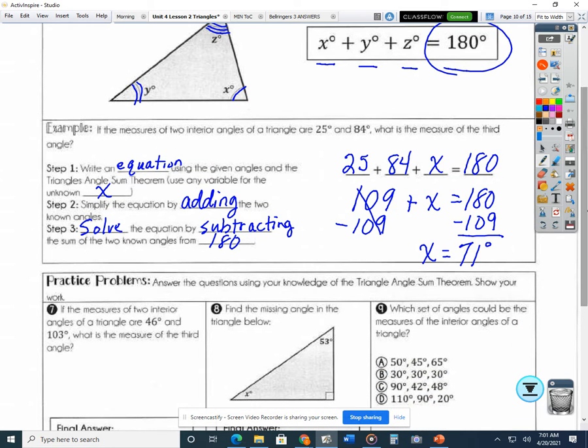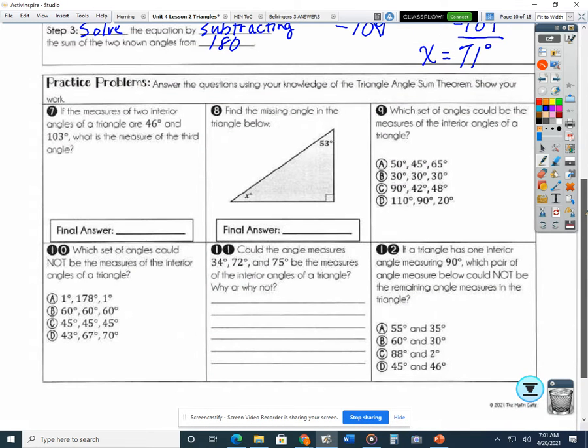All right, let's look at our practice problems. Number one, we're going to answer these and make sure that we show our work each time. If the measures of two interior angles of a triangle are 46 and 103 degrees, what is the measure of the third angle? Well, our theorem tells us that the sum of all three angles will equal 180. So I'm going to fill in what I do know, the two angles, 46 and 103. And we know if we add that to our third angle, calling it X, it will all together equal 180 degrees.